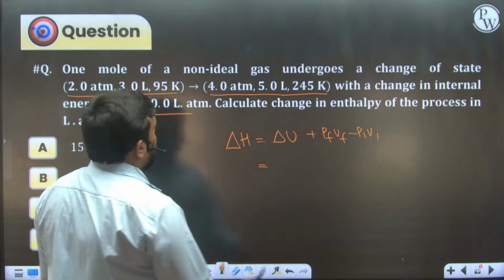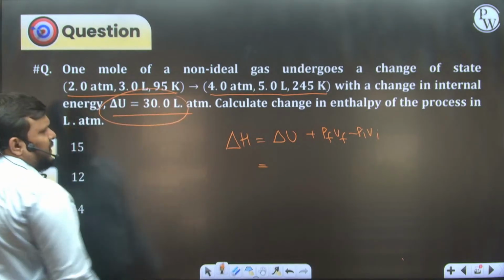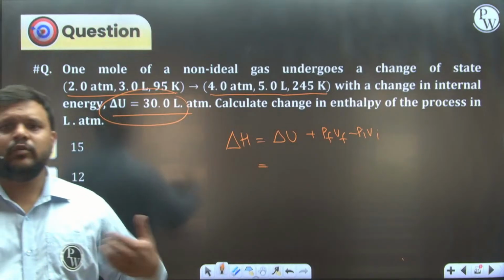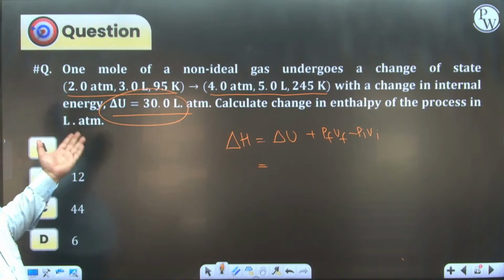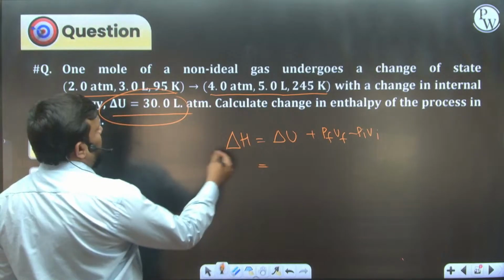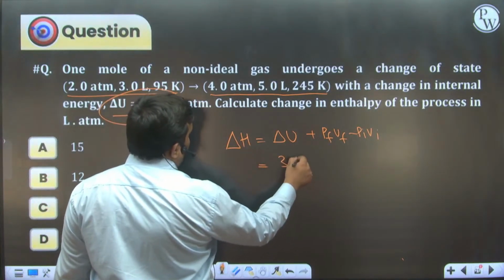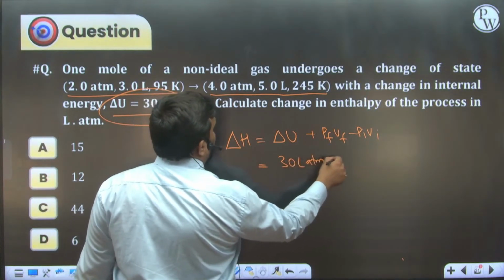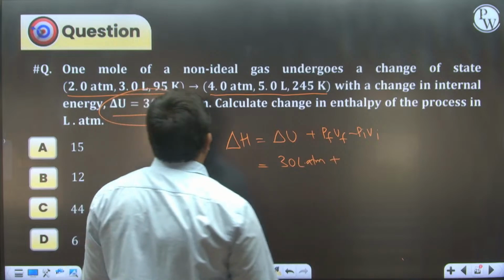Delta U they have given already. Many times they do not give this delta U, then you have to derive it. Here they have made it very easy. Delta U they have already provided. This is 30 liter atm plus P final V final.